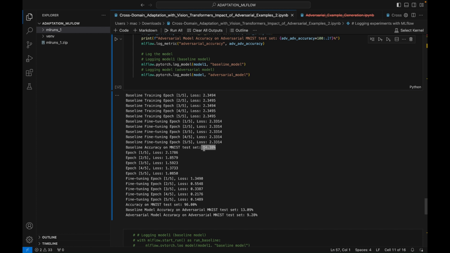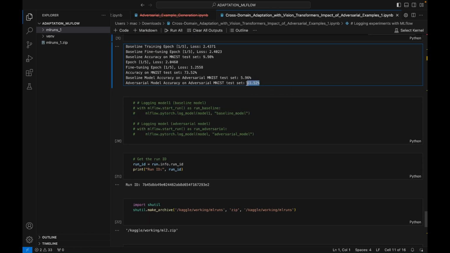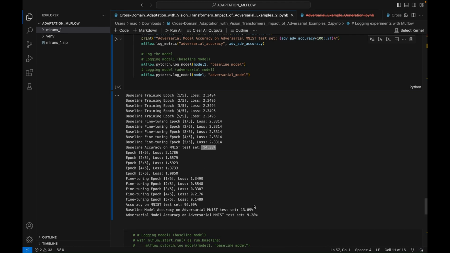The model pre-trained on CIFAR-10 struggled to adapt to the MNIST dataset during initial fine-tuning. Then we extended the training. Despite the improvement in general performance, the model's robustness to adversarial attack remained low. The baseline model accuracy on adversarial examples was only 5.96%, and the adversarial trained model got 11.52%, so it basically needs more training.